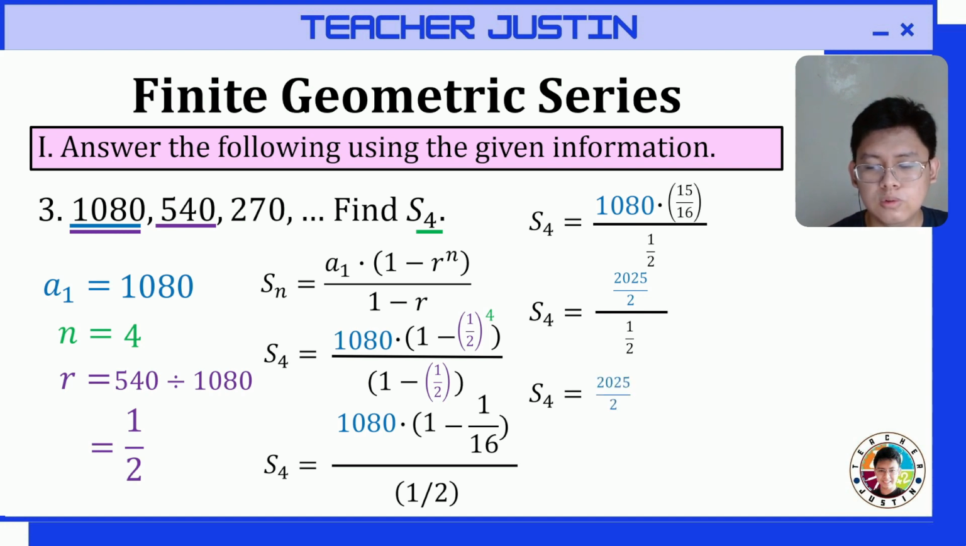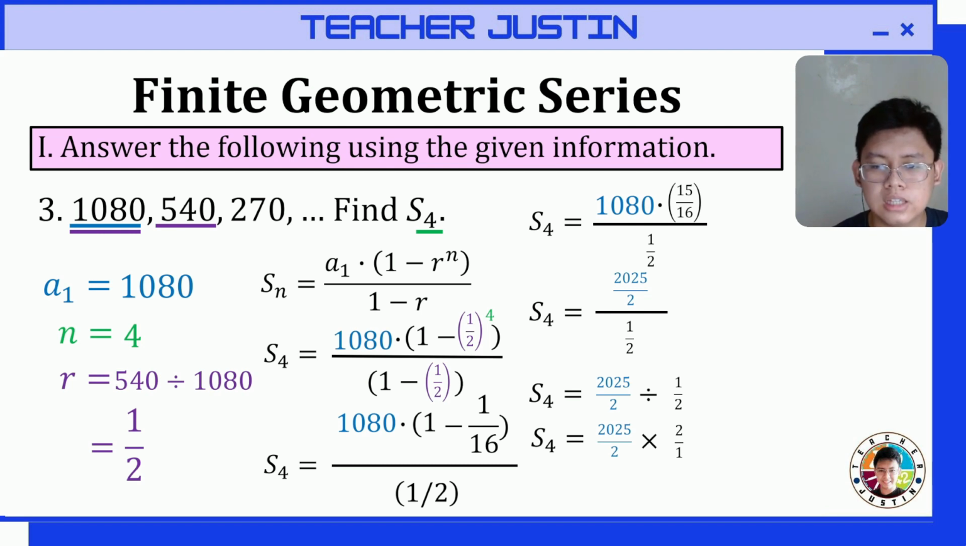2025 all over 2 divided by 1 half. Now, let's apply the rules in dividing fractions. We copy the dividend, change the operation to multiplication, and then get the reciprocal of our divisor. So, the reciprocal of 1 half is 2 over 1. Now, let's multiply numerator by numerator, denominator by denominator, then simplify if possible.